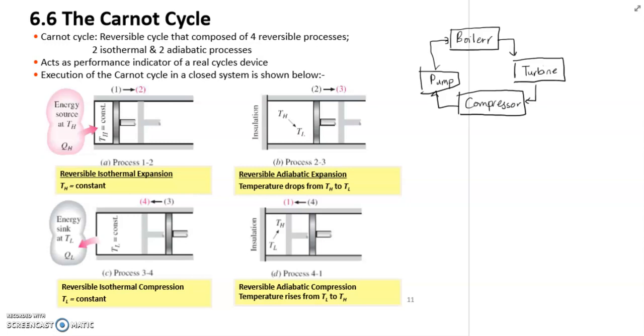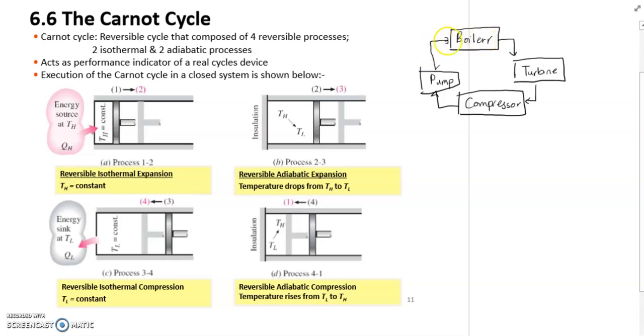So the Carnot cycle is the best known reversible cycle. It is a reversible cycle composed of 4 reversible processes, 2 isothermal and 2 adiabatic. One most common example for Carnot is the heat engine. We also have the opposite of the heat engine, which is the refrigerator. So it's also a reversible Carnot cycle. Refrigerator is another example, but with different direction.